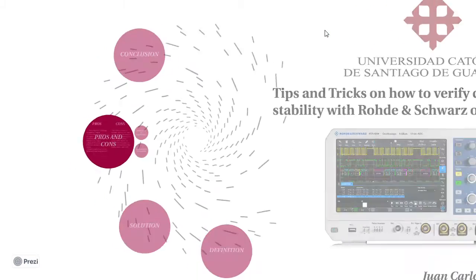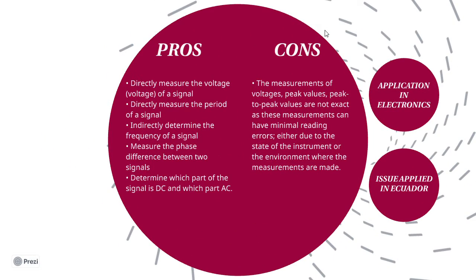Pros and cons. Pros: it can measure the peak voltage of a signal. It can measure the period of a signal, indirectly determine the frequency of a signal, measure the phase difference between two signals, and determine which part of the signal is DC and which part AC. Cons: the measurement of voltage peak values, peak-to-peak values, is not exact, as DC measurement can have a minimal reading error, either due to the state of the instrument or the environment where the measurements are made.